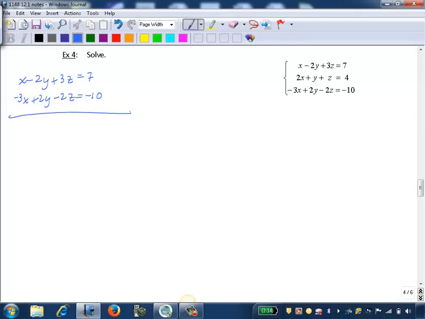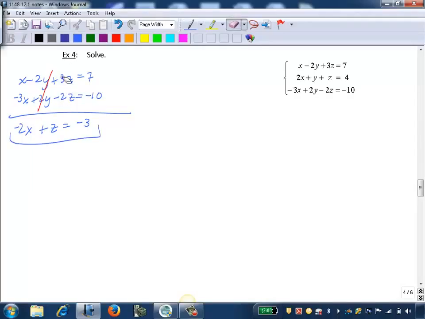And then just as it's written, I don't even have to do anything to either of the equations. I'm going to add down the columns. So I've got x plus -3x, so I'll get -2x. Then I'll add the y's, -2y and +2y. Those are eliminated, which was our goal. And then we've got 3z and -2z, which will give us z. And then we add our 7 and -10, and we get -3.